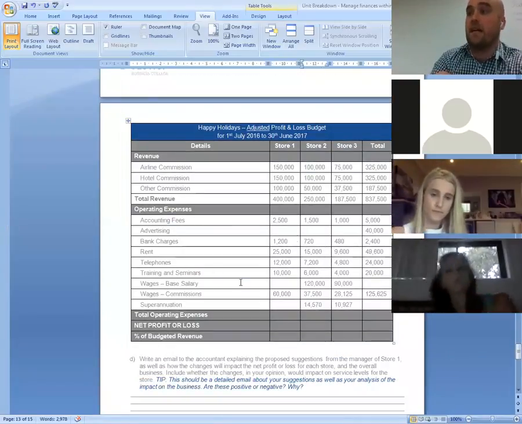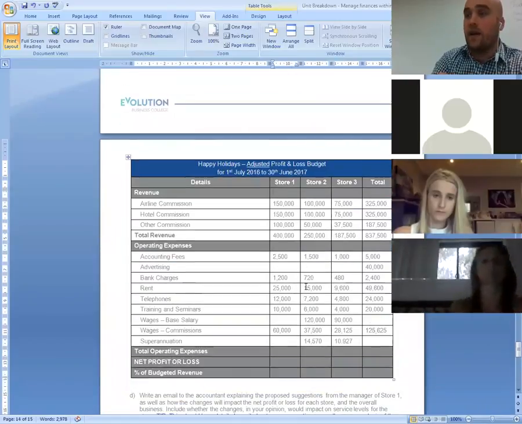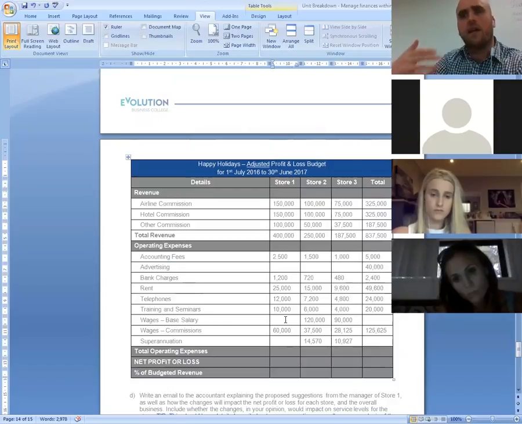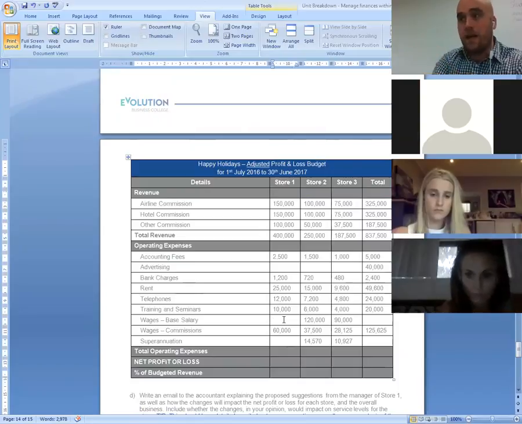Wages for base salary for store 1, we're going to be taking that 40,000, that new employee, and we're going to be adding it onto the figure we already had. So the figure we already had was 160,000, I think. So just remember, you've got to add it onto what was already there. We're not just popping 40,000 in here, we're adding it on top of what was already there.